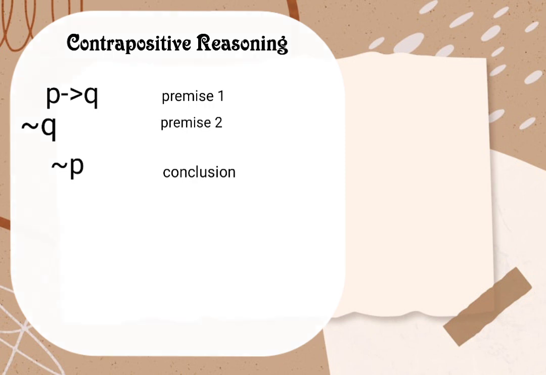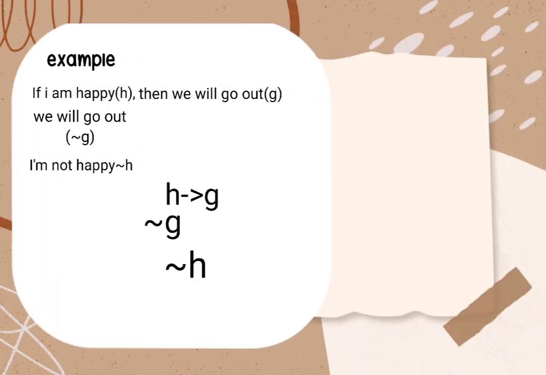So, paano naman kapag sa statement form natin siya gagamitin? So, meron tayong example dito. I am happy, H. H means the representation. Then, we will go out, G. So, hahanapin natin yung conclusion. So, the first premise is H, then G. The second premise is not G. So, ang magiging conclusion natin is not H.